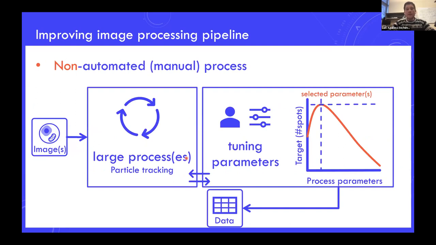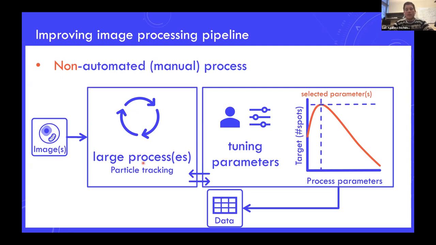So I'm gonna talk super fast about how we are trying to make all the image processing automated. So first we need to understand why image processing is super hard to do with the experiments that we have. Normally in a non-automated or manual process, you have an image, then you have a large process that can be particle tracking or cell segmentation. Basically, what the user normally does is select a threshold, so selecting parameters, and based on tests, the user more or less selects the best parameter that maximizes the number of spots that are detected in the image.